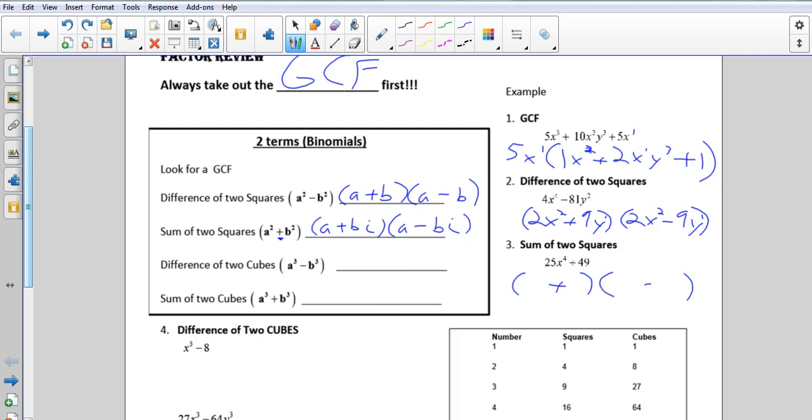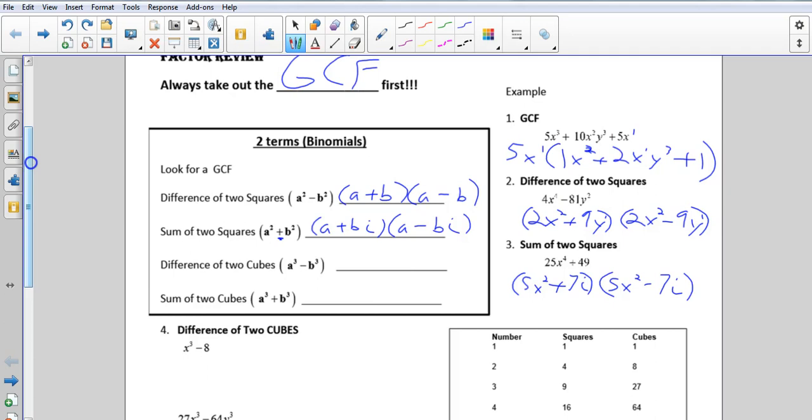Take the square root of 25, 5. Take the square root of x to the 4th, cut it in half, x squared. Take the square root of 49, 7. Now if we multiplied it just the way it is right now, it would be the difference of two squares, and we get 25 x to the 4th minus 49. But we don't want that. We want it to be positive, so we have to add the i's on the end.